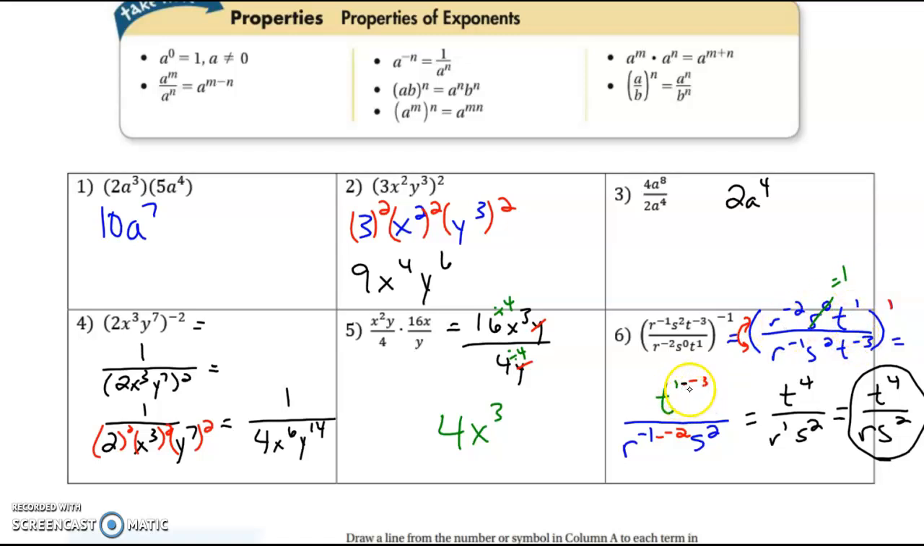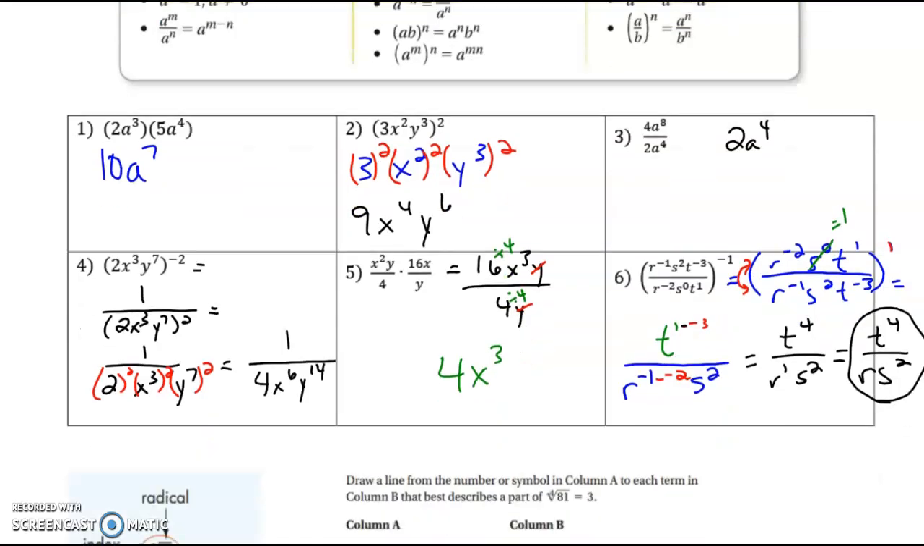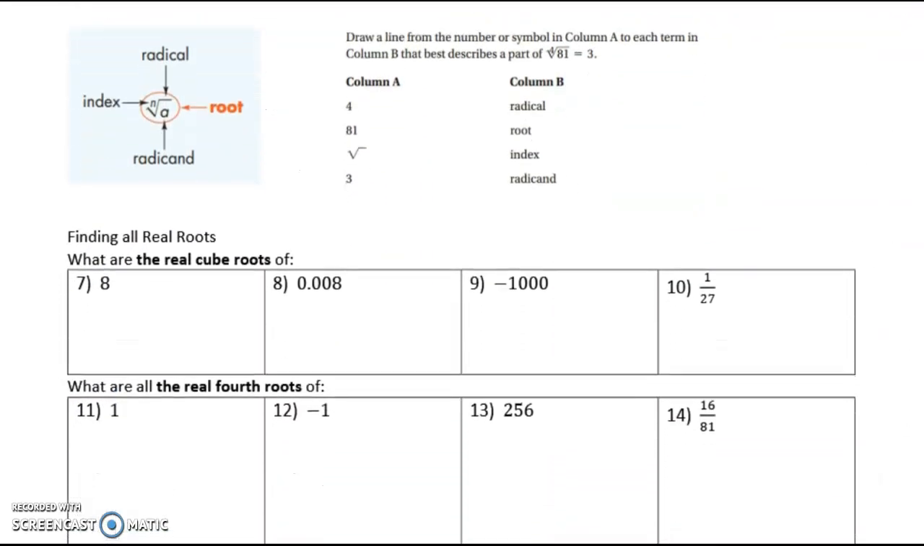So t to the 1 minus a negative 3. r to the negative first is bigger than r to the negative second. So I want it to end up in the denominator. r to the negative first minus a negative 2. All right, let's move on.